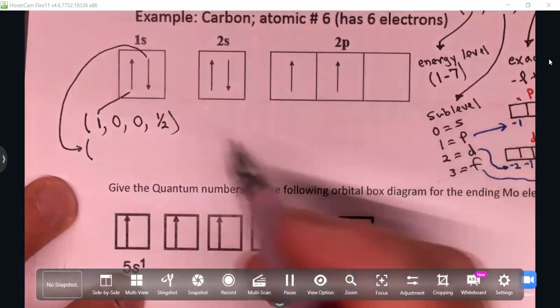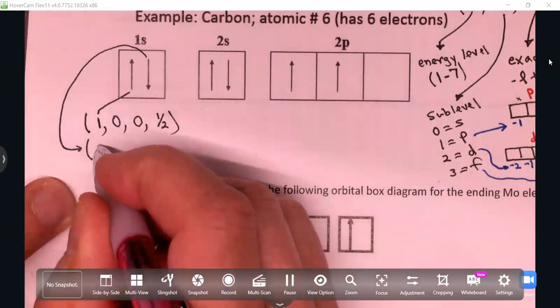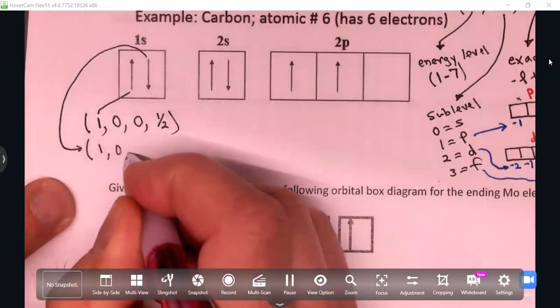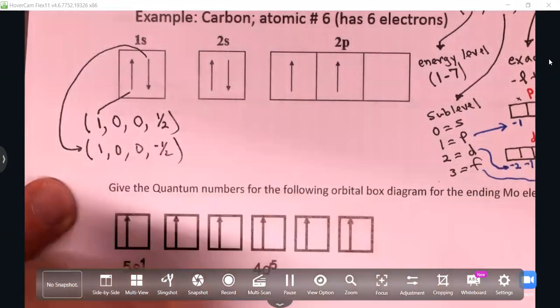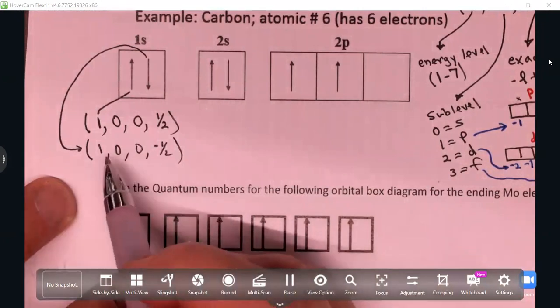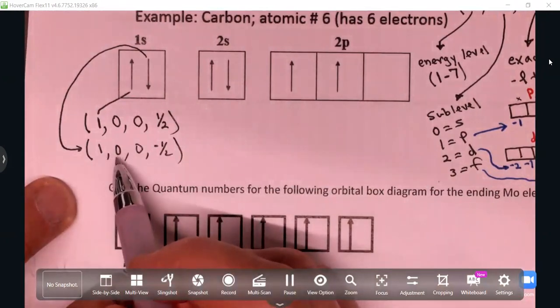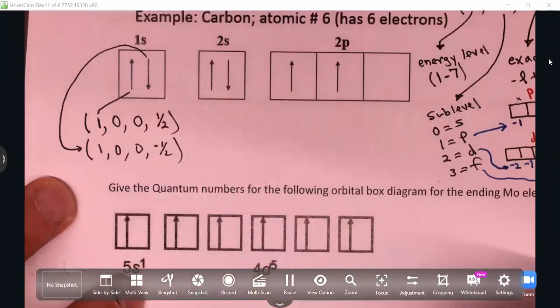What's the only difference in the quantum numbers for these two that are in exactly the same orbital? Just the spin, right? Energy level 1, 0 for an s, 0 for the orbital. The only difference is the spin.